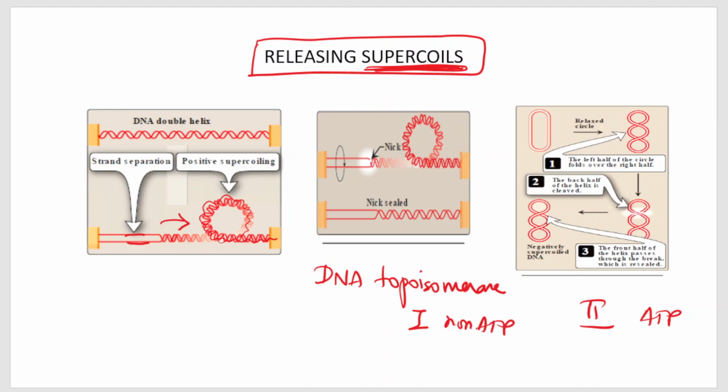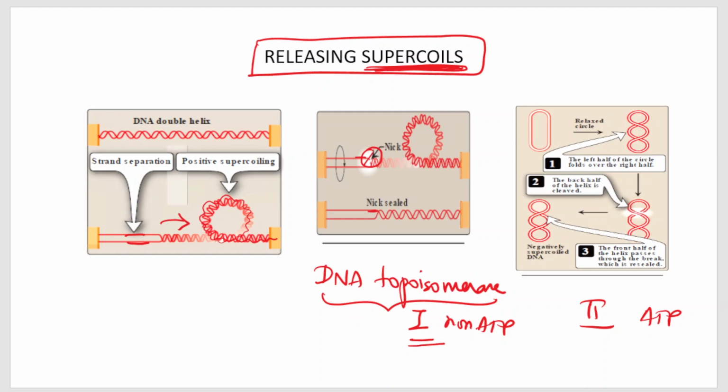So how does the type 1 DNA topoisomerase act? It creates a nick in one strand of the DNA. It creates a nick and clears the supercoils, and again the nick is sealed. So along one strand of DNA a nick is made, and then as the supercoils get corrected or released, the nick is sealed by DNA topoisomerase 1. This is the action of type 1.